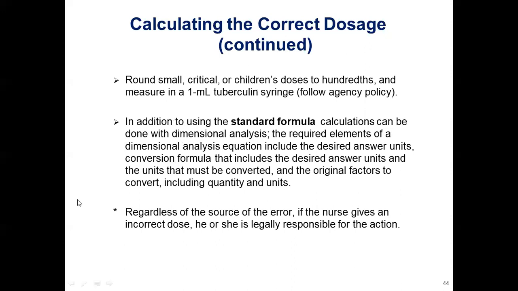Now continue. Rounding small doses for critical patients or children is very important to calculate because they have a chance to develop toxicity in the case of critical patients, elderly patients, and pediatric patients. And as we said, a 1 ml syringe we could use for tuberculin.